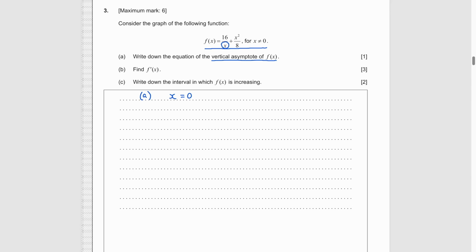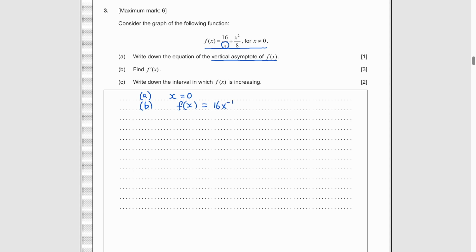Next, we need to find the derivative of f of x. First, we write f in the form of a sum of terms with powers of x. Then, we apply the power rule to differentiate each term and obtain the expression. For part C, we want to find where f of x is increasing. This means we set the derivative greater than 0 and solve the inequality.